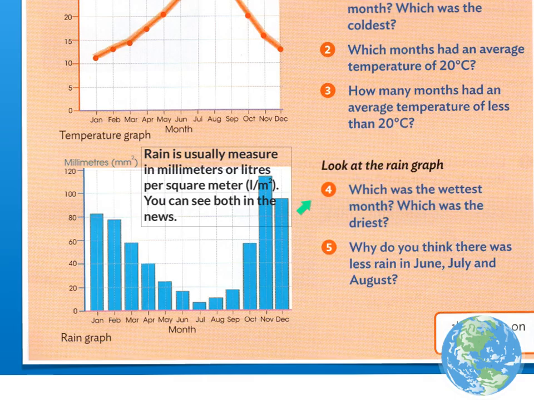Which was the wettest month and which was the driest? Wet, if you don't remember, represents how humid a month is. And dry is the opposite. Dry means seco. And the second question: why do you think there was less rain in June, July, and August? We don't know what city or what place this graph represents, but why do you think there was less rain? Have a think.